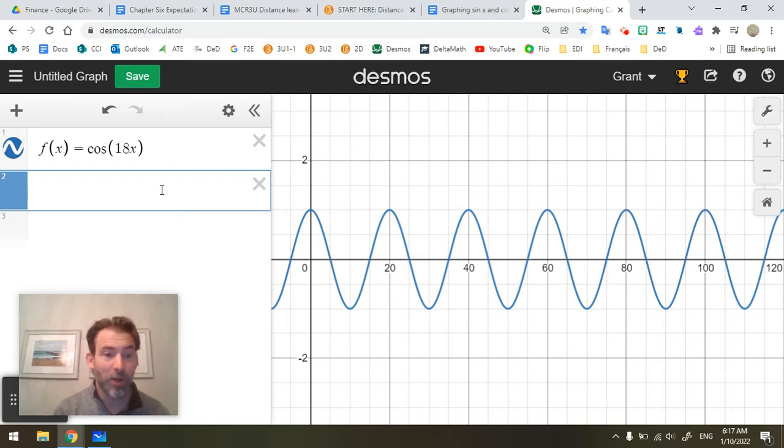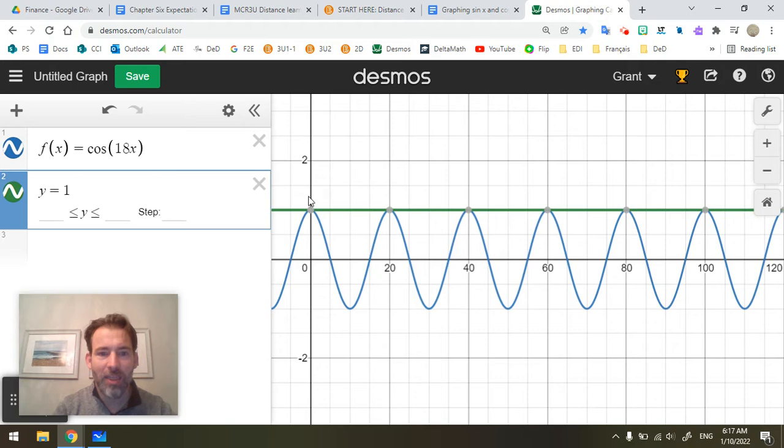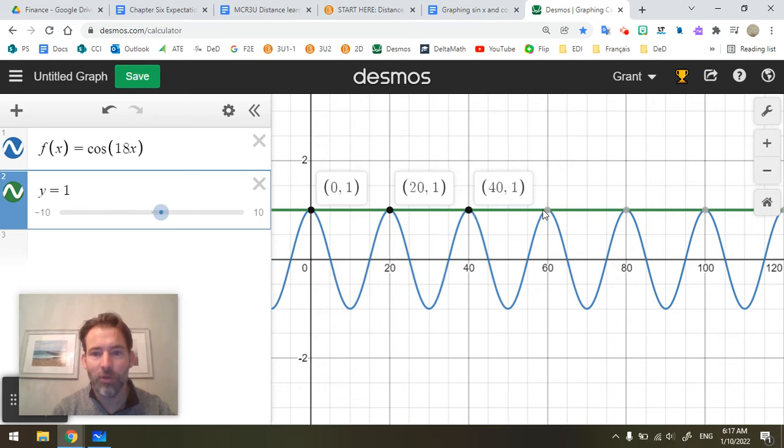Okay? With more complex examples, it can help to use this trick. Write in your desired solution as a horizontal line, y equals 1, and then you will see all of the intersections. If you want to see all of the points listed in order, just go ahead and click them. And it will be very easy to analyze the pattern that you're seeing there. Okay, so that's a great way to see all of the different solutions.